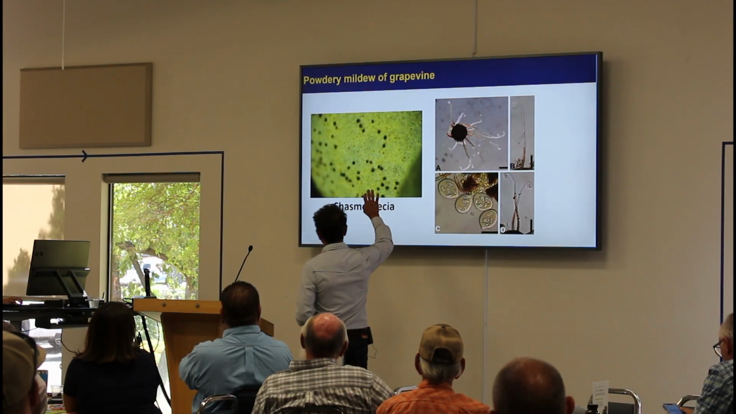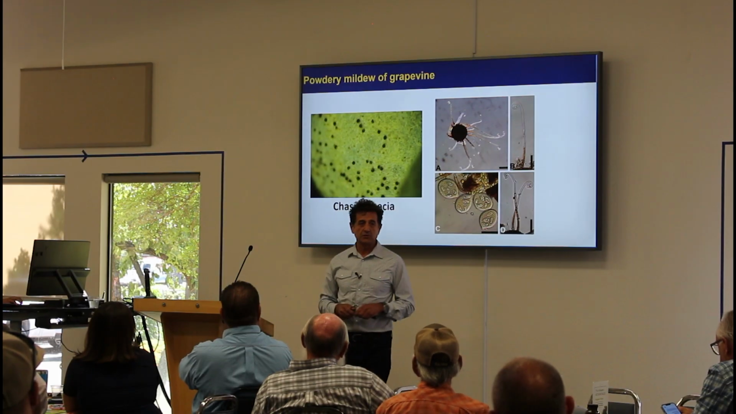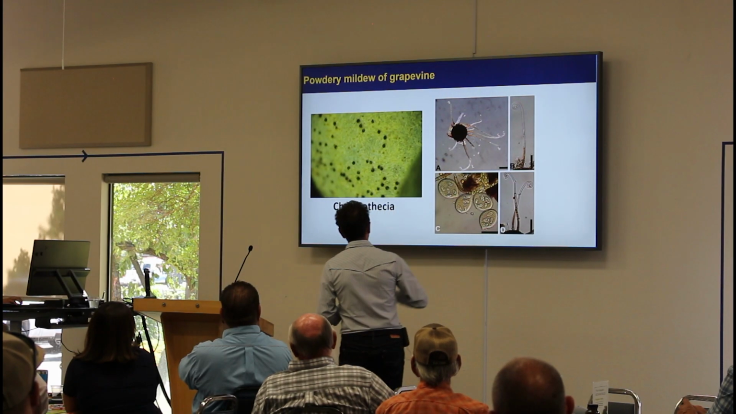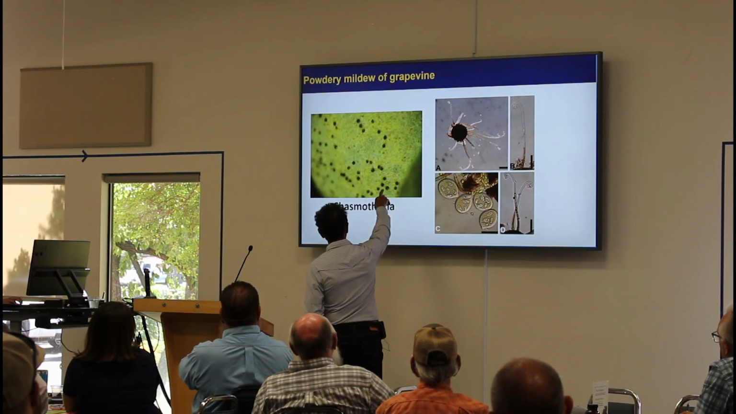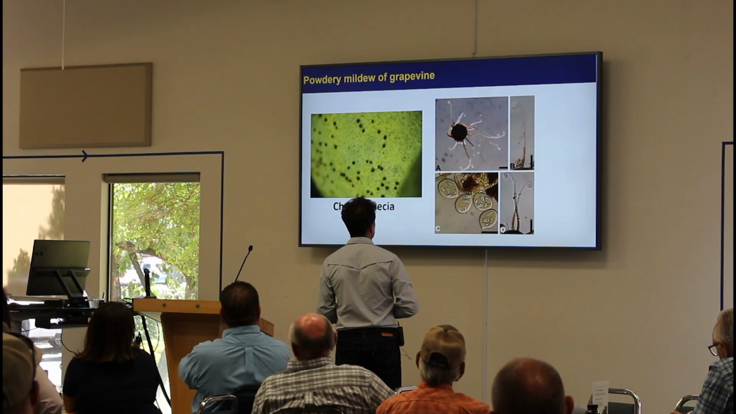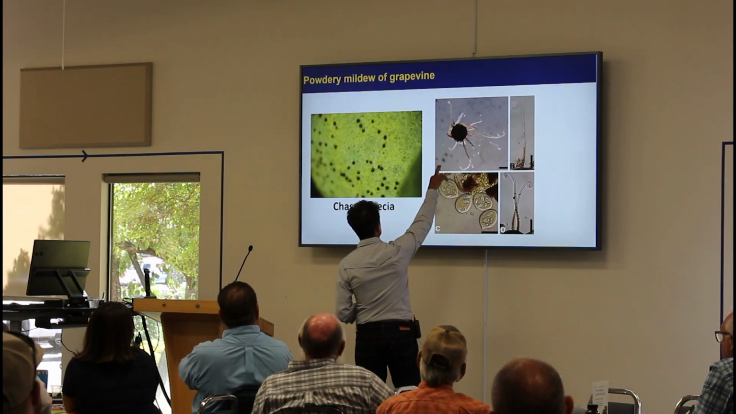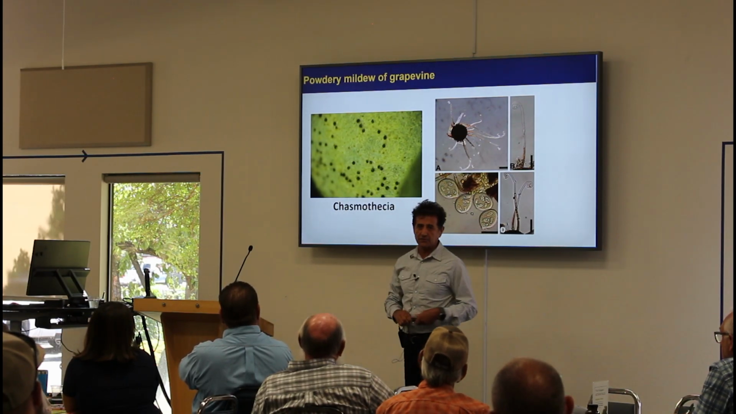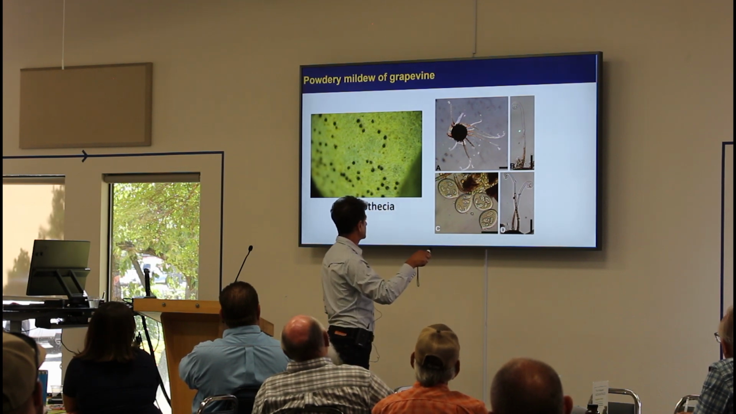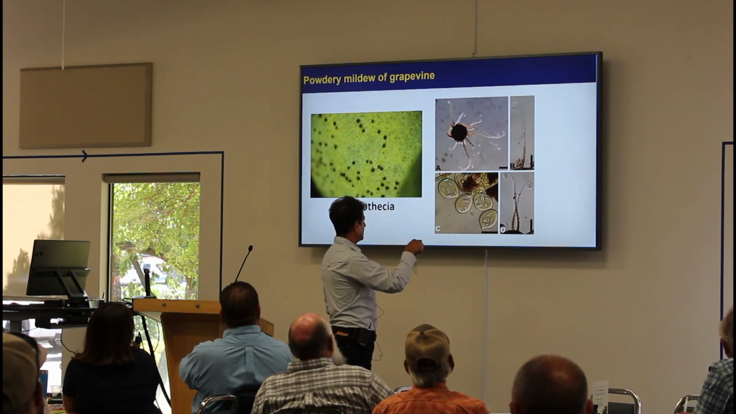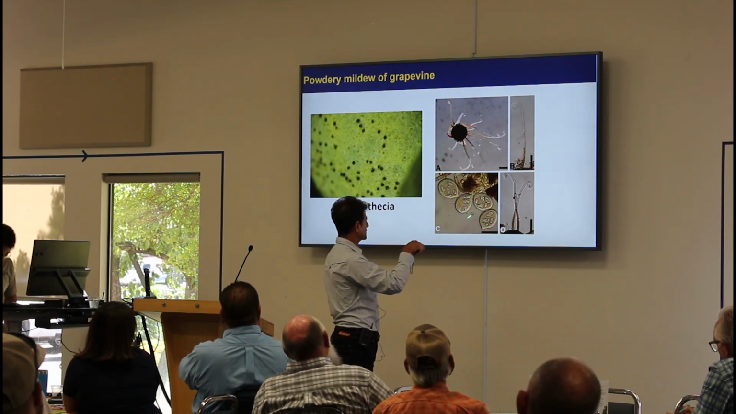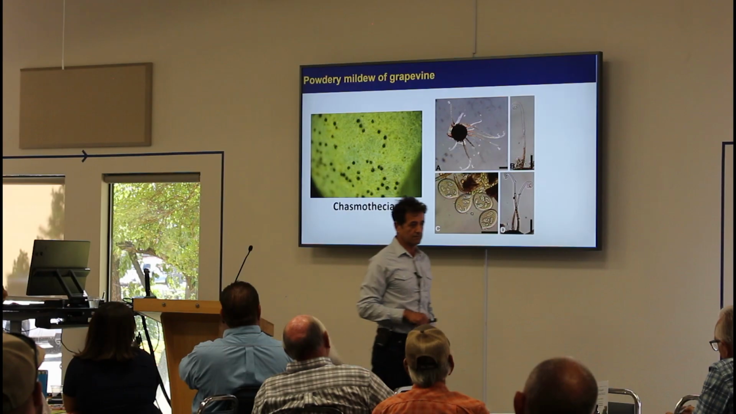It produces a special structure known as a chasmothecia. This chasmothecium starts out brown and turns black when it matures. This is the individual structure, which is the sexual structure of the pathogen, and this is the very unique part of it. It is a sac that has 8 ascospores, which are the kind of seeds of the pathogen.